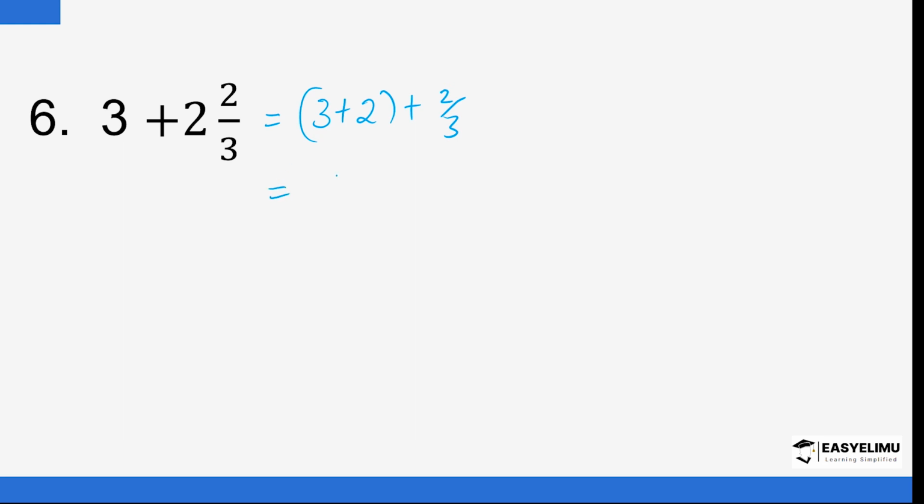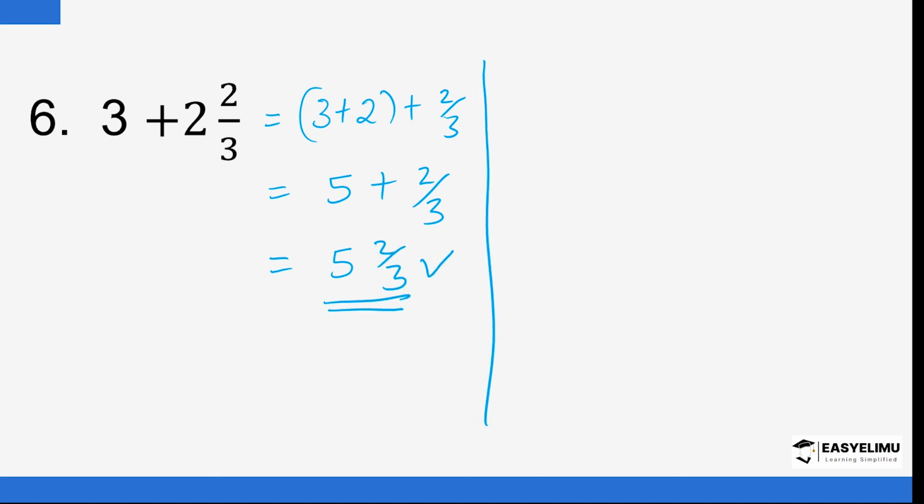So this is going to be 5 plus 2 over 3, which is just going to be 5 and 2 over 3. So alternatively, you can still change this to an improper fraction. Both of them, you write them as improper fractions, and then you add normally.